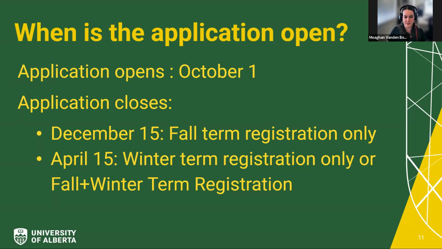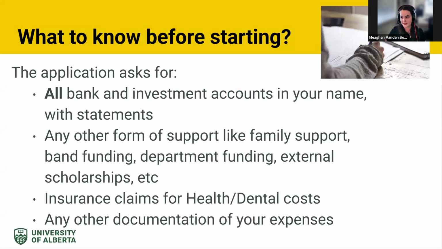Most students, the deadline is going to be April 15th. So if you only have winter term registration or you are in fall and winter terms, then your deadline is April 15th. So opens October 1st, for most students, closes April 15th. Those dates are not at all flexible. So just make sure that you're putting in your application before the 15th of April. I would really suggest applying as soon as you are able to. The earlier, the better for bursary funding. But it's not quite open yet.